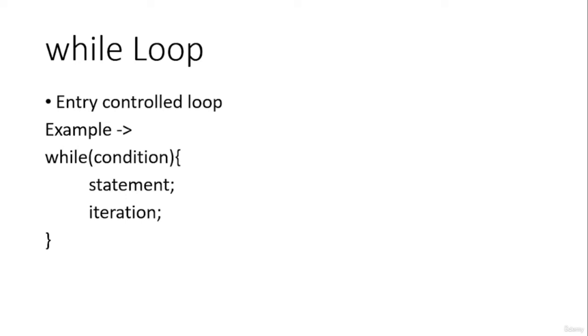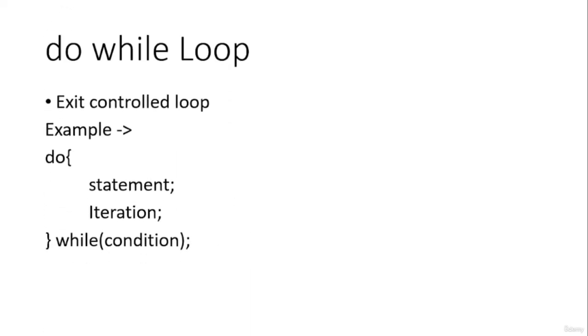So here you can see the syntax for the while loop. The while condition is written, and if the condition is true then the statement will execute. Following the statement we have to write an iteration condition, where we mention whether the value should be incremented or decremented, in the iteration section. So this is the syntax for using the while loop.